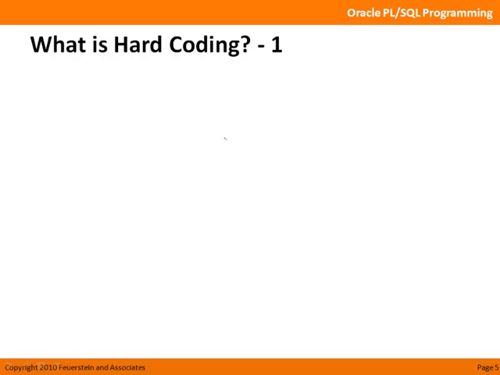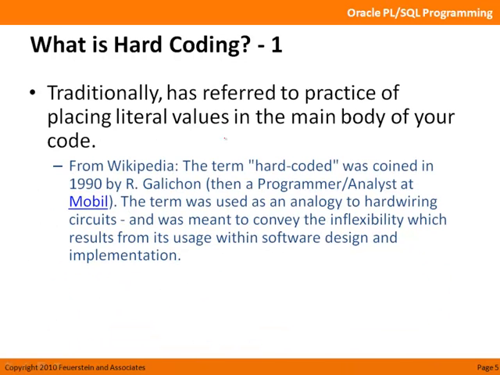So, what is hardcoding? Well, let's go to Wikipedia. In Wikipedia, we find that the term hardcoding was coined back in 1990 by R. Galashon, who used it as an analogy to hard wiring of circuits. It was meant to convey the inflexibility which results from usages within software design and implementation. So the first thing to recognize is that hardcoding is linked to inflexibility.